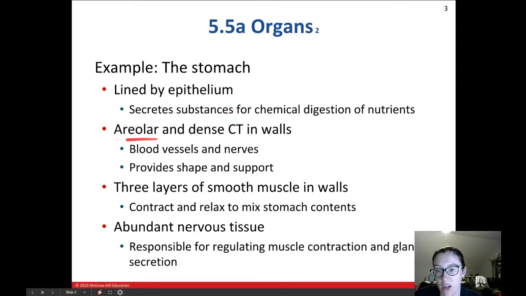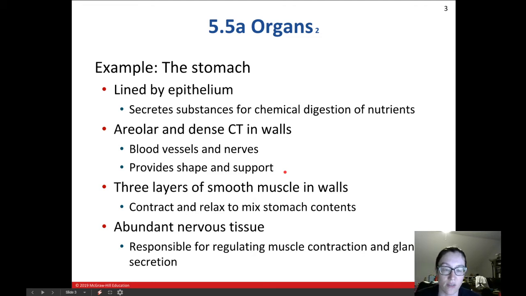Within the walls, we have areolar and dense connective tissue to keep everything together, make up the framework, and connect everything together. Right? Connective tissue, one of the things it does is it connects things together. We also have blood vessels and nerves, and they're all going to be found within the areolar connective tissue. This also provides shape and support.